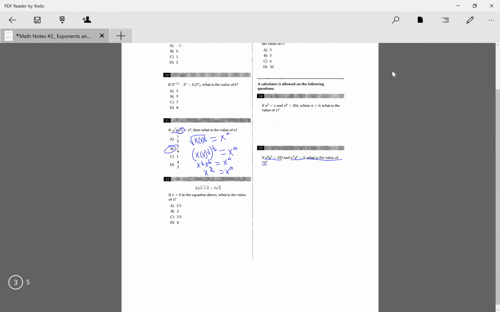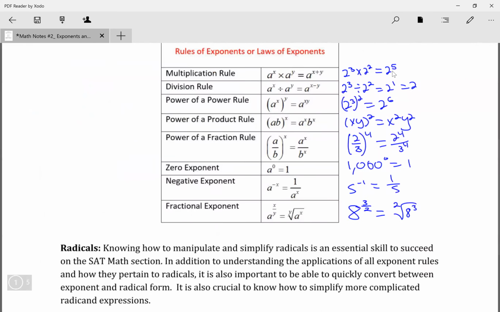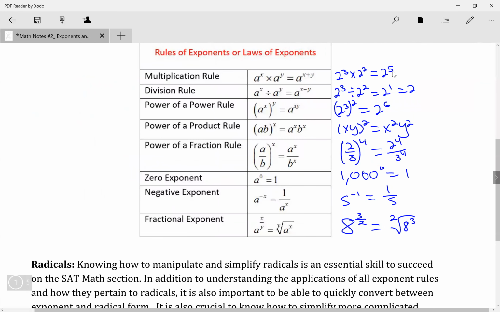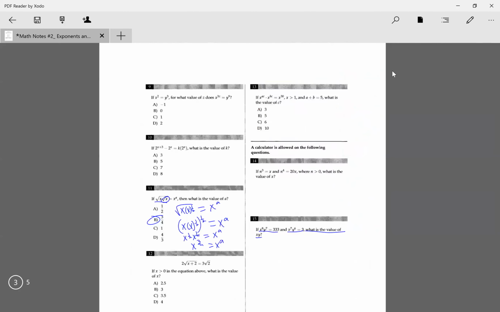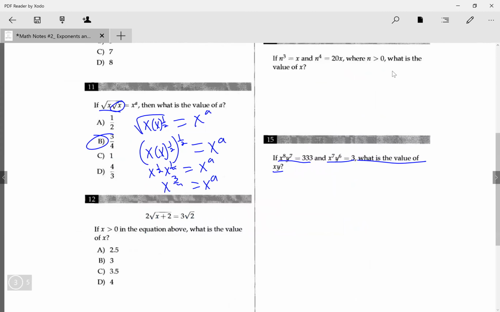Well, I think back to the rules of exponents, and one of them is this one. If you divide two of these like this, you subtract the exponents. So I look back at this question and I see, 8 minus 7 is 1, 7 minus 6 is 1. So if I divide these two expressions, I should be able to get xy. So that's what I'm going to do. I'm going to do x to the 8th power, y to the 7th over x to the 7th, y to the 6th equals 333 divided by 3.